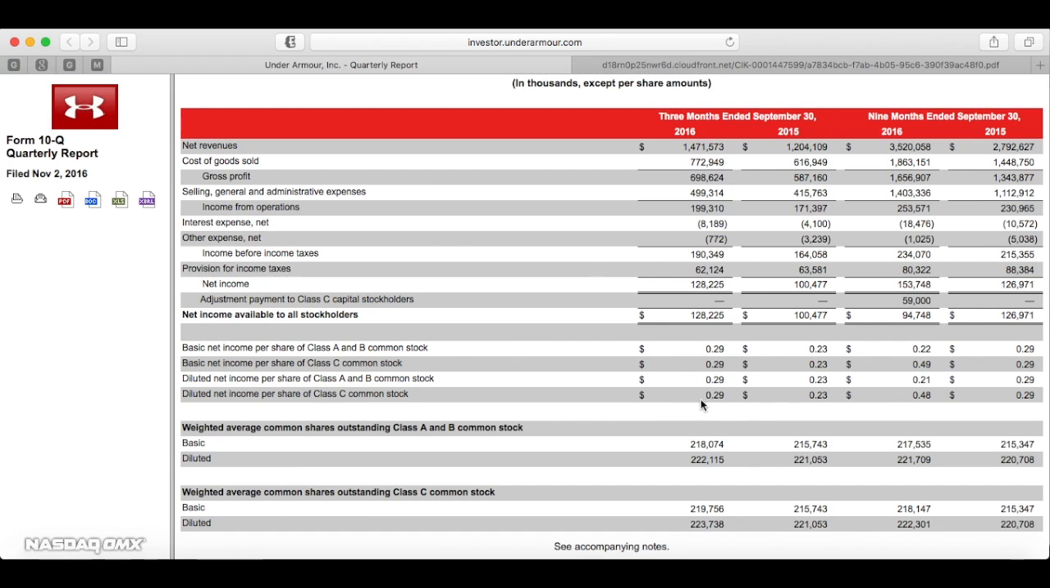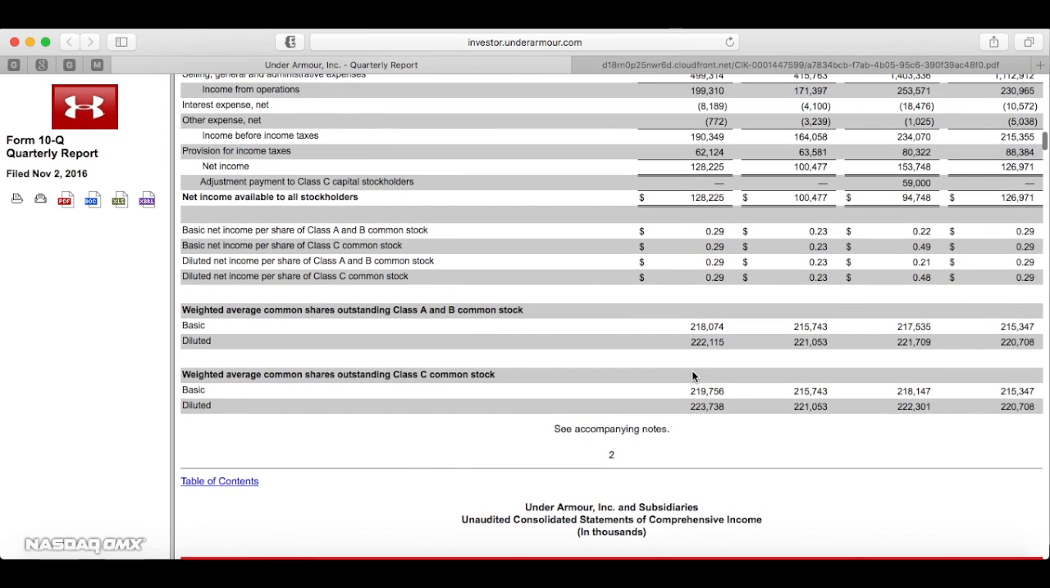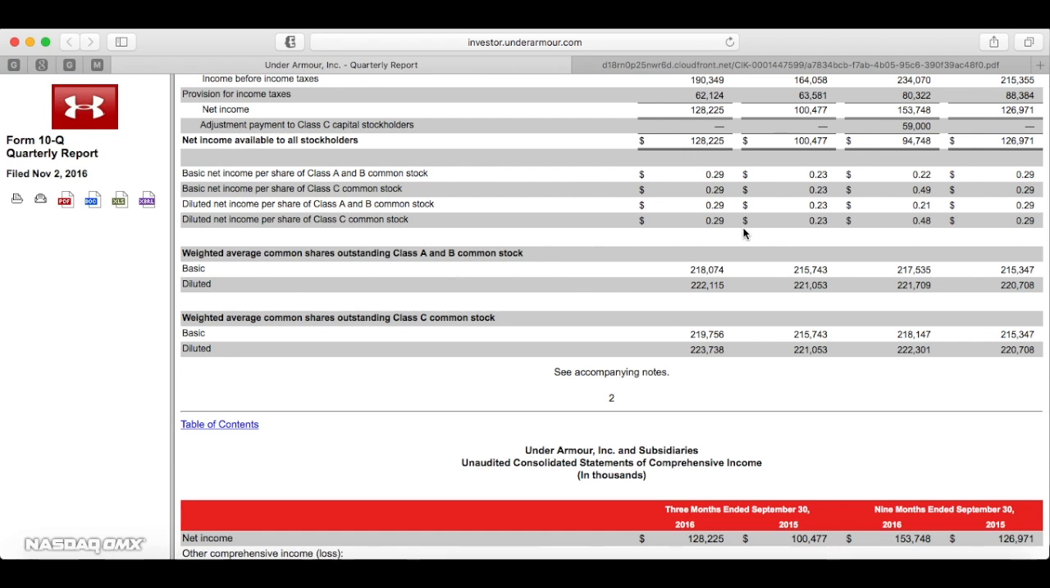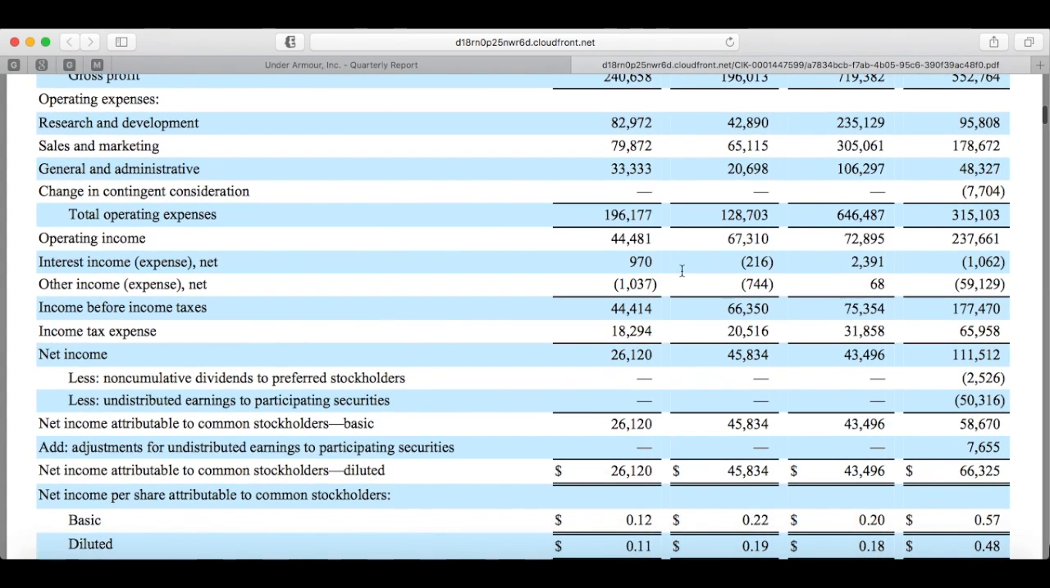It's not necessarily that big of a deal, but definitely something that we have noticed is that Under Armour has increased the earnings per share in the most recent quarter, and so that could be a good sign for them. This is the weighted average common shares outstanding. So this is the number of shares outstanding. This is certainly something. Let's see if Fitbit's on here.